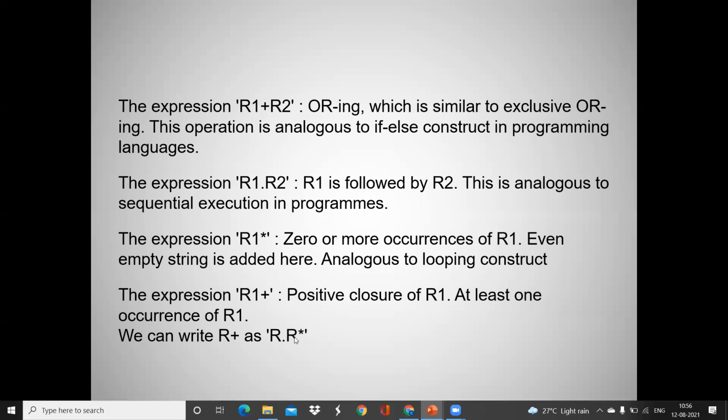So when you are concatenating this, you will have one R compulsorily, and then later it is concatenated with zero or more repetitions. As this R plus denotes, it is at least one occurrence. So this at least one occurrence, you can denote either with R plus, or R dot R star can also be used to denote it.